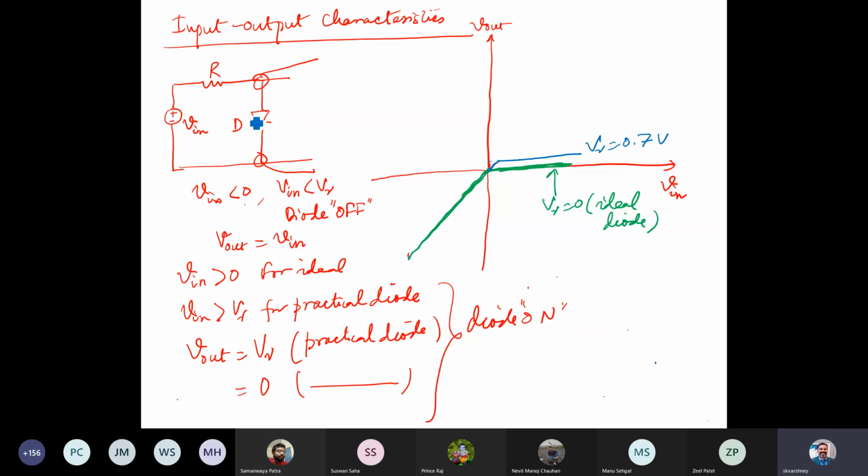So it means we are measuring across the diode. Please remember, whenever we put a probe, let's say you're measuring with an oscilloscope, we put a probe across a diode, whatever voltage comes is the output across the diode. So it becomes very important how you're measuring, whether across a resistor or across a diode, right?